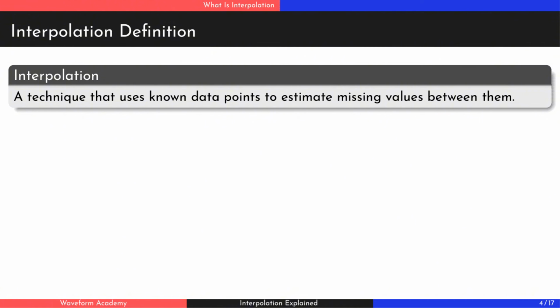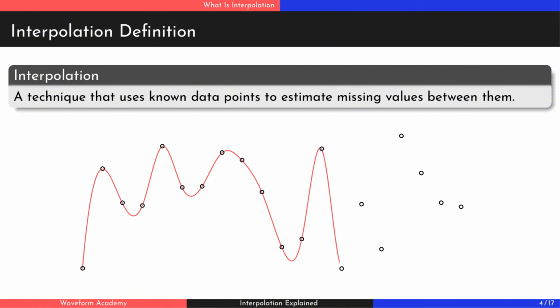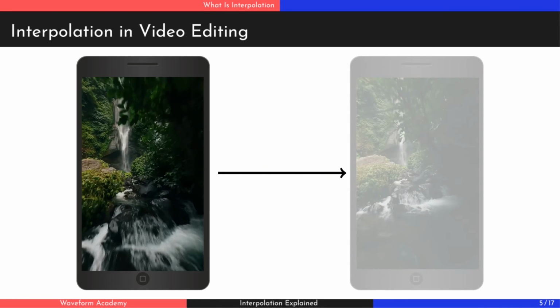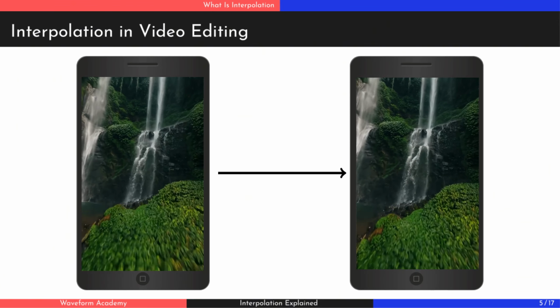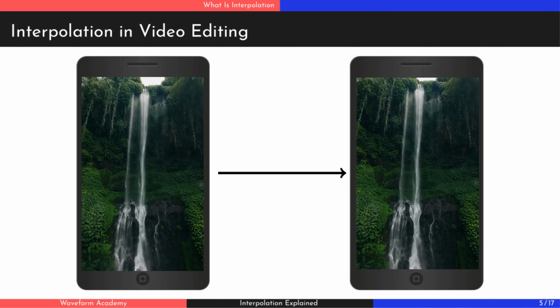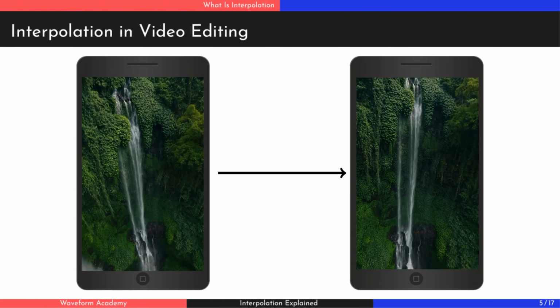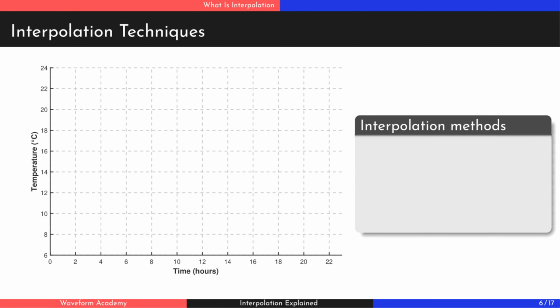Interpolation is a technique that uses known data points to estimate missing values between them. It's widely used across fields, from upscaling images to filling missing frames in video editing and reconstructing signals in telecommunications. Let's look at an example.